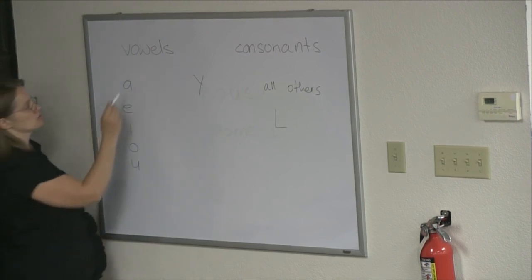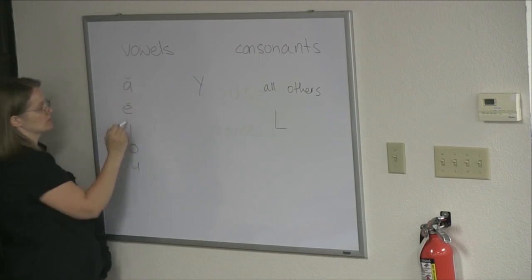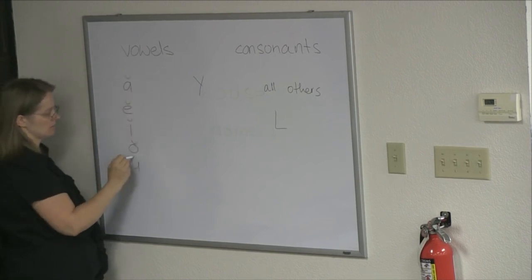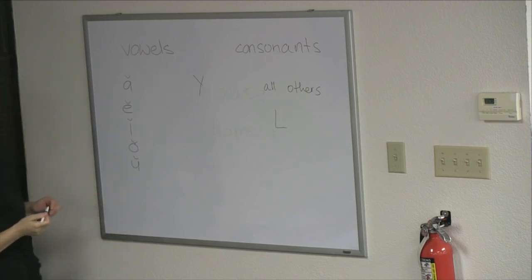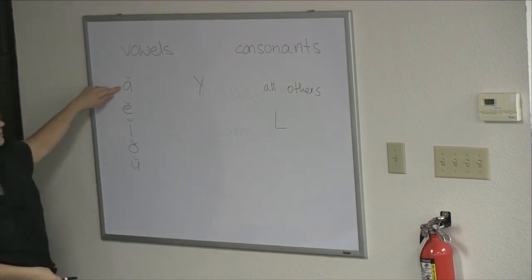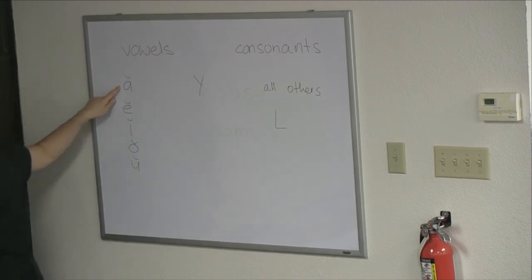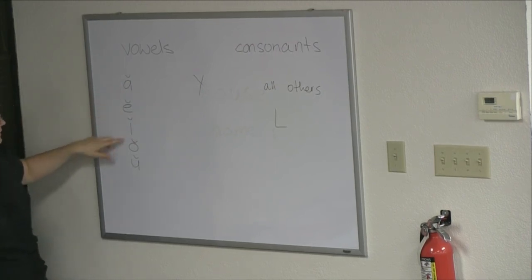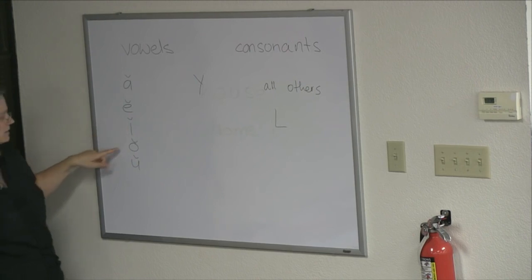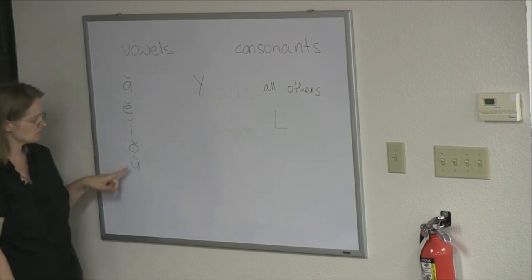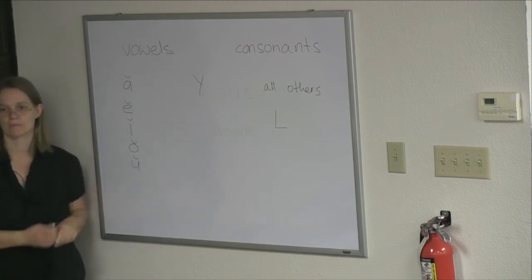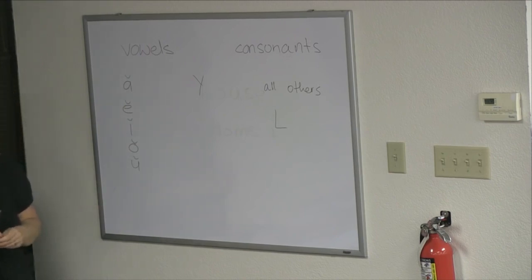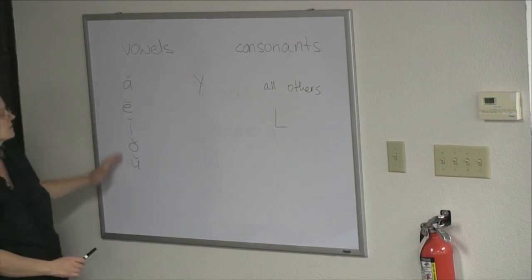To mark that it's a short sound, you put a smiley face over it. This is universally recognized in readers and everything as meaning the short sound. So the short sound of A says A as in apple. E says E as in elephant. I says I as in Indian. O says O as in ostrich, and U says U as in umbrella. That's the first thing you want to teach the child, is what these say.